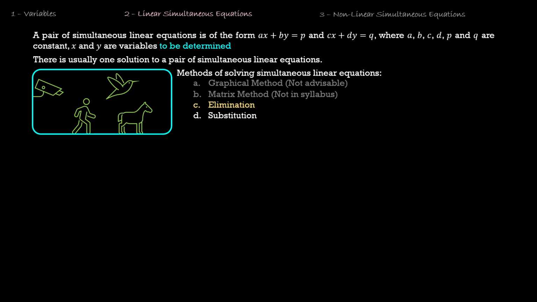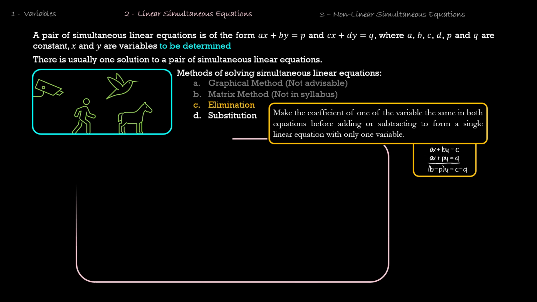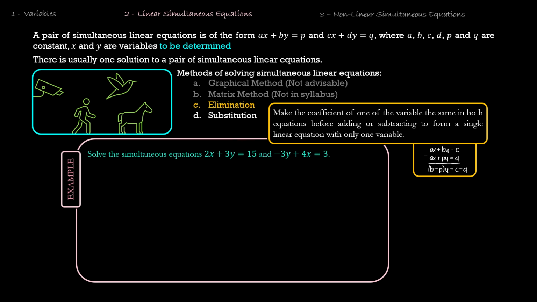Let us first focus on the elimination method. This can be done by making the coefficient of one of the variables the same, before adding or subtracting both equations to form a single equation with only one variable. Let us use an example to demonstrate it. Suppose you want to find the values of x and y in the given equations: 2x plus 3y equals 15, and negative 3y plus 4x equals 3.